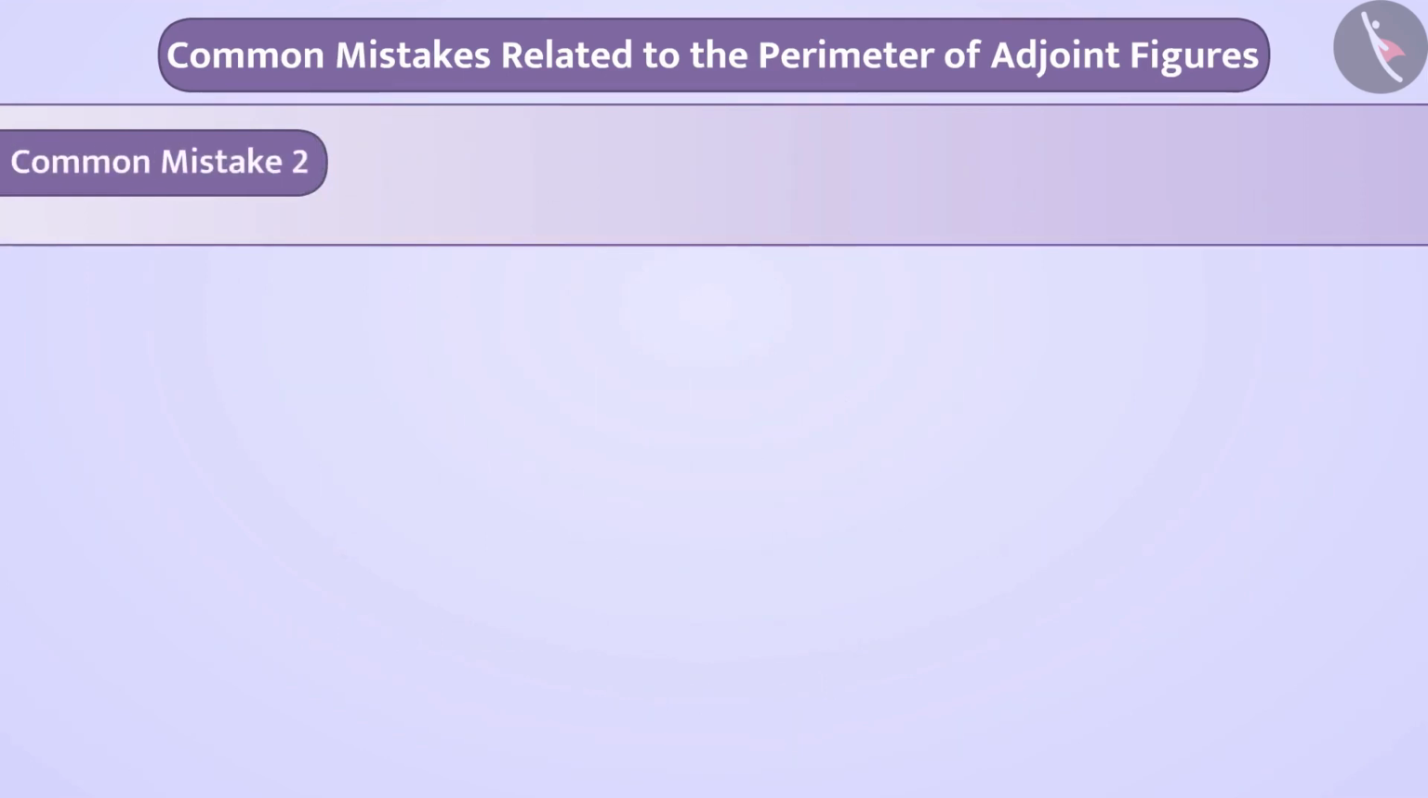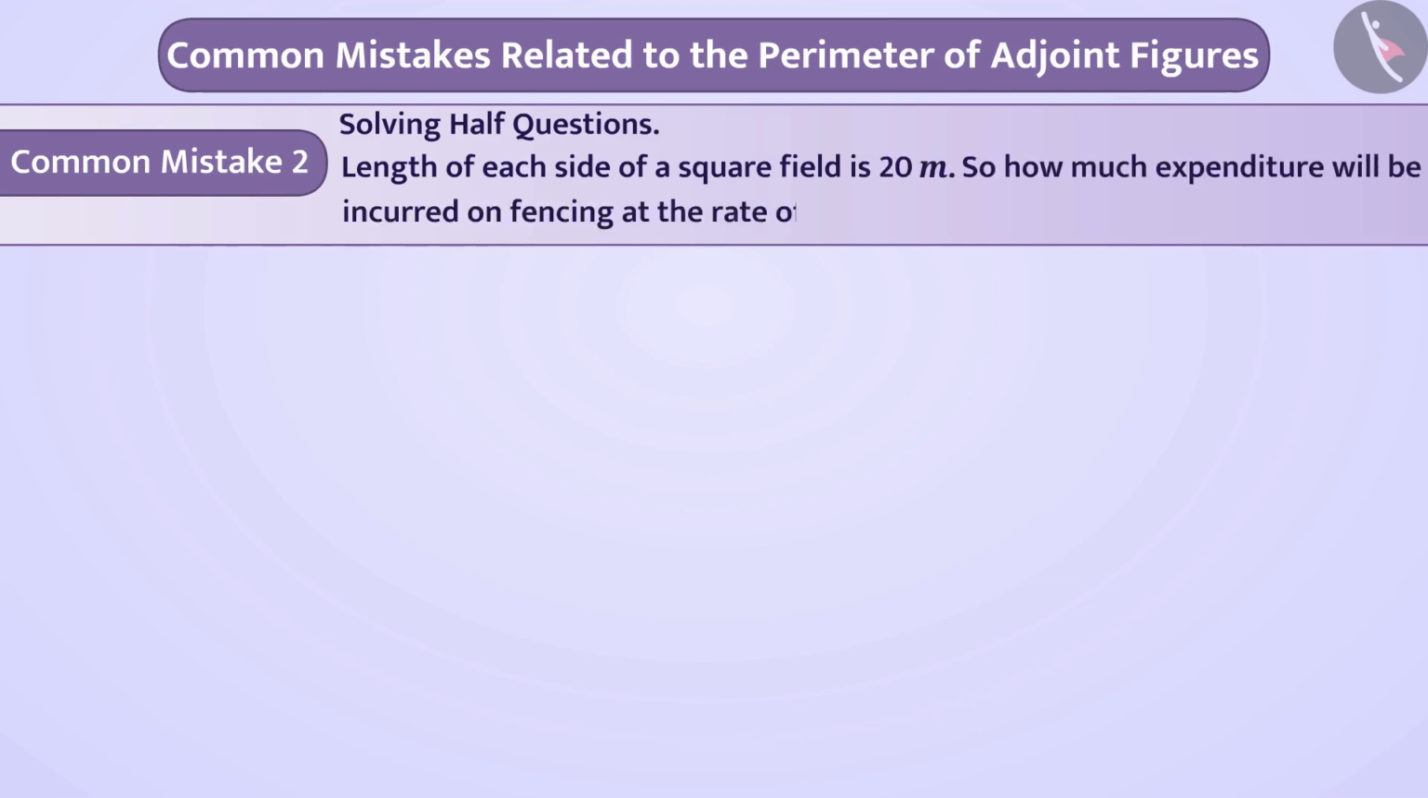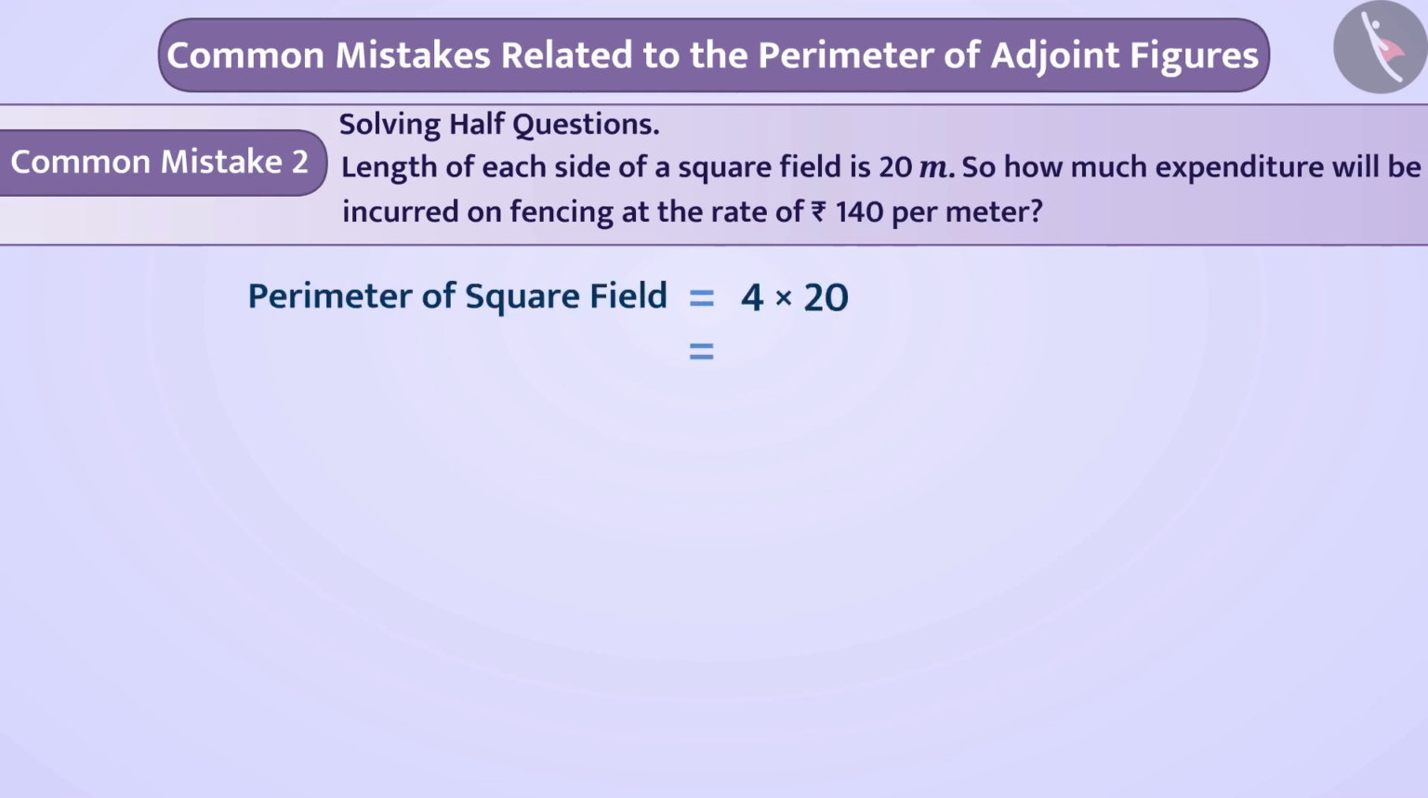Common mistake 2. Solving half questions. Suppose students are asked: the length of each side of a square field is 20 meter, so how much expenditure will be incurred on fencing at the rate of 140 rupees per meter? The children determine the perimeter of the square field, 4 multiplied by 20 is equal to 80 meters. They forget to simplify the question further. Like here, they know the perimeter but forget to find the cost of the fencing.